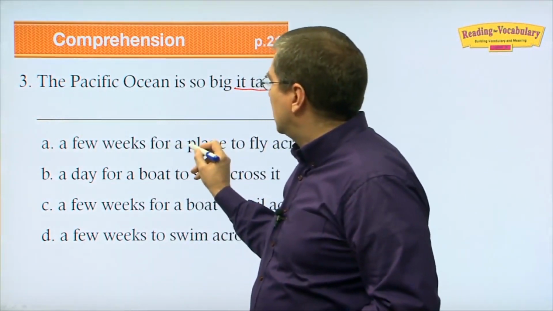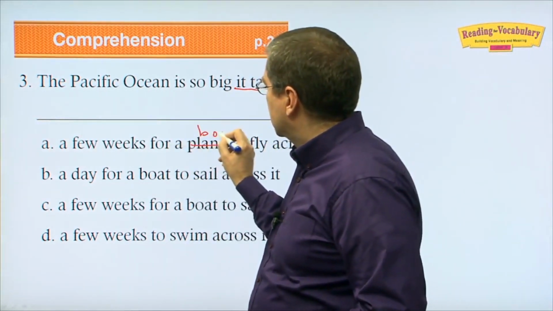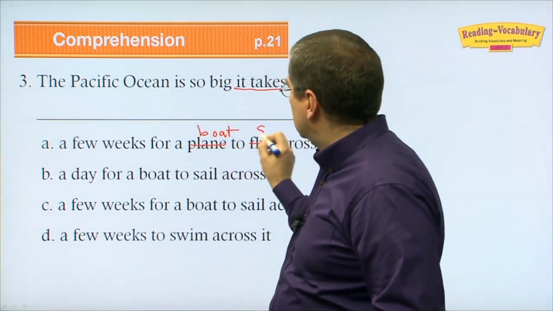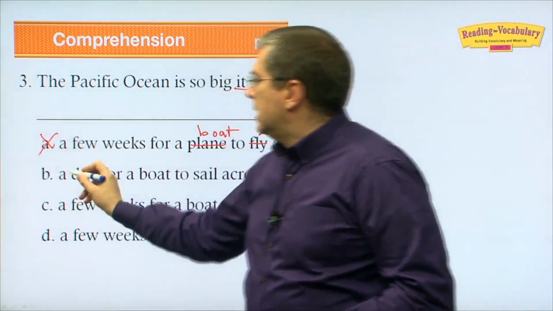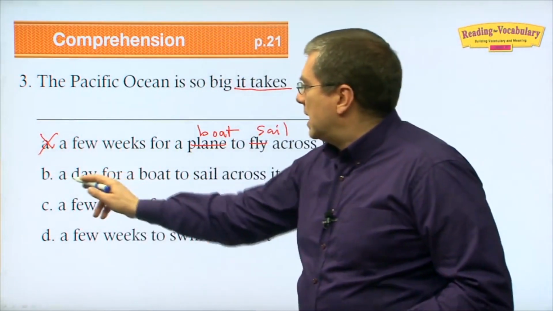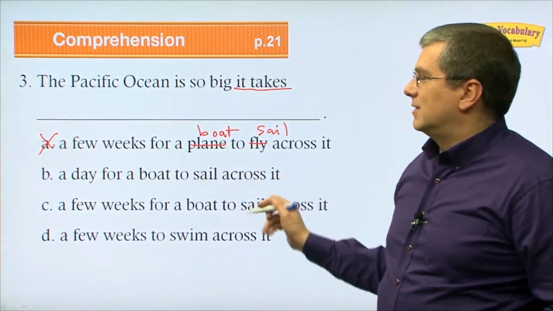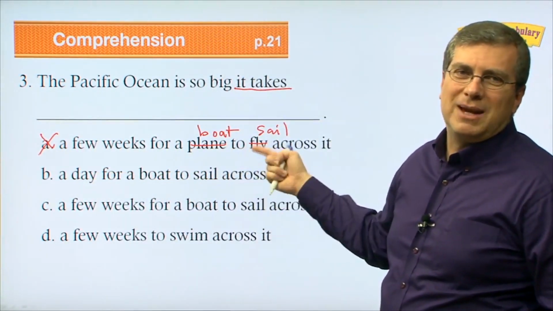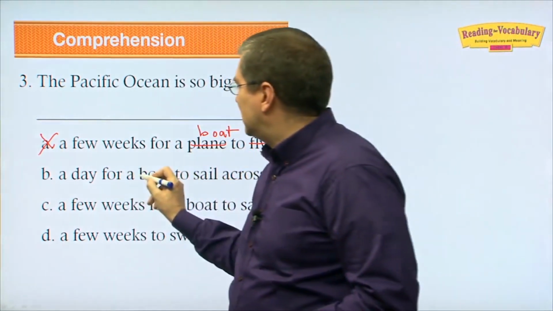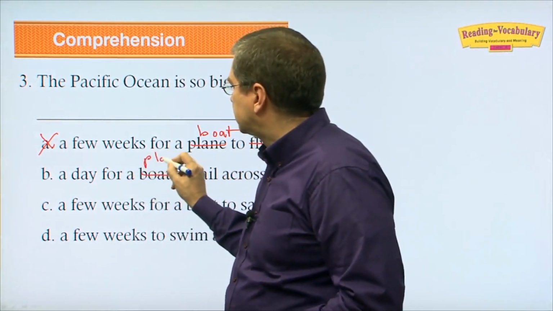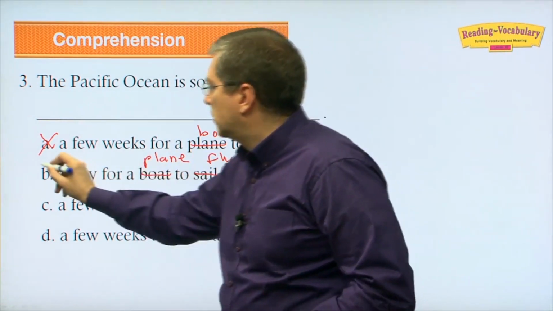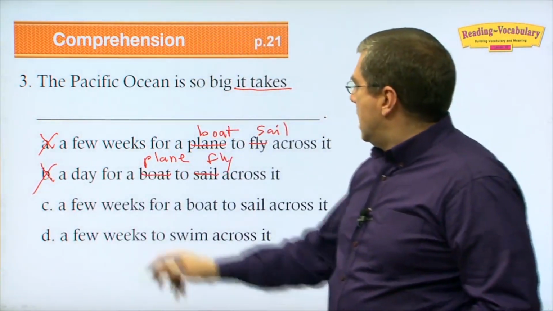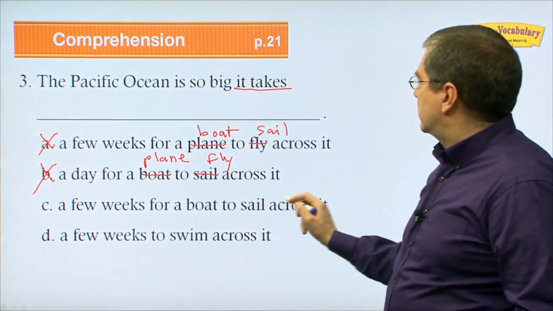It said it takes a few weeks for a boat to sail across it, but not a plane, so that's not right. It takes B, a day for a boat to sail across it. And see what they did? They switched the information. They switched it. So it takes a day for a plane to fly across it. So we can see that's not the right answer.